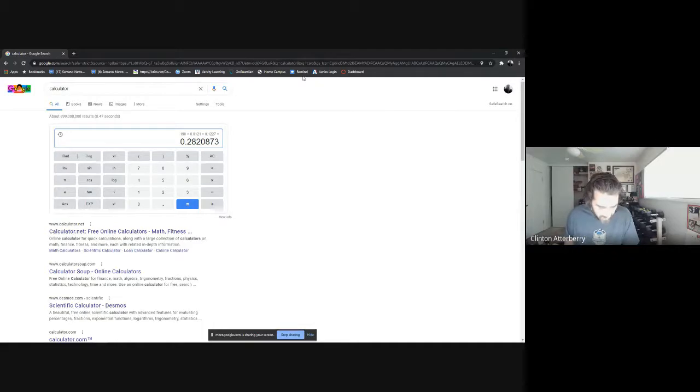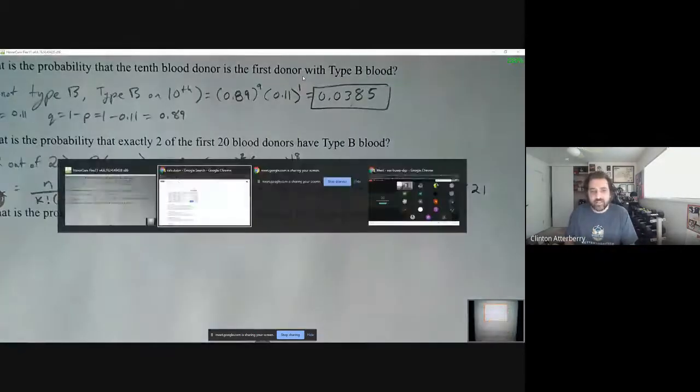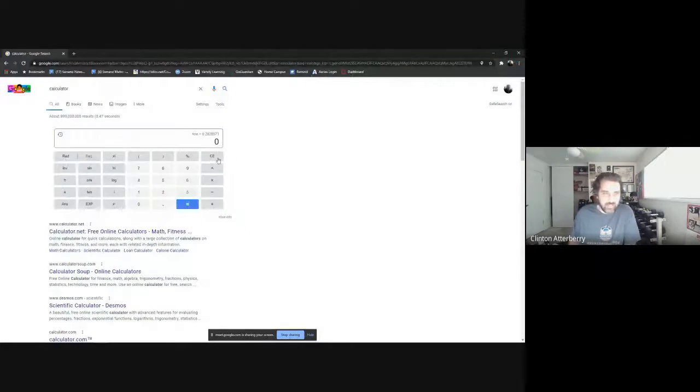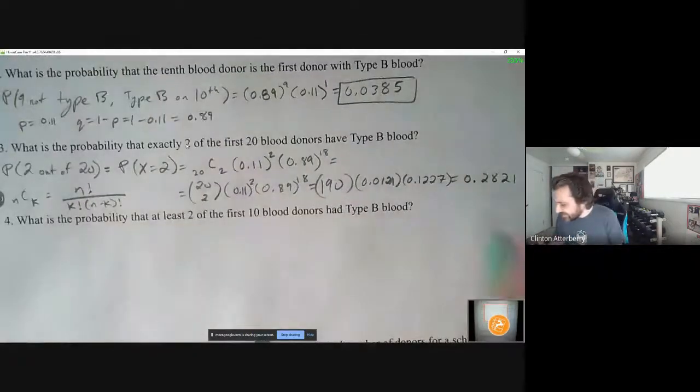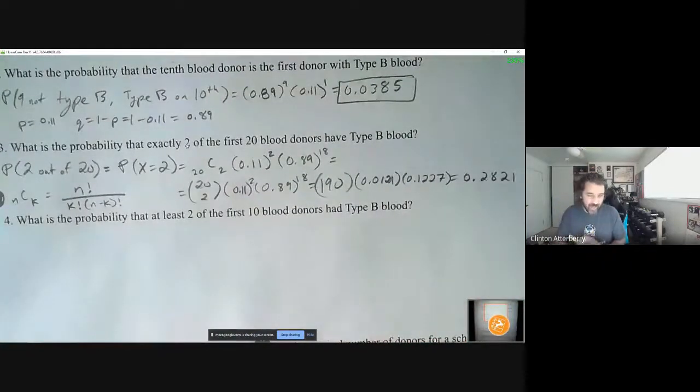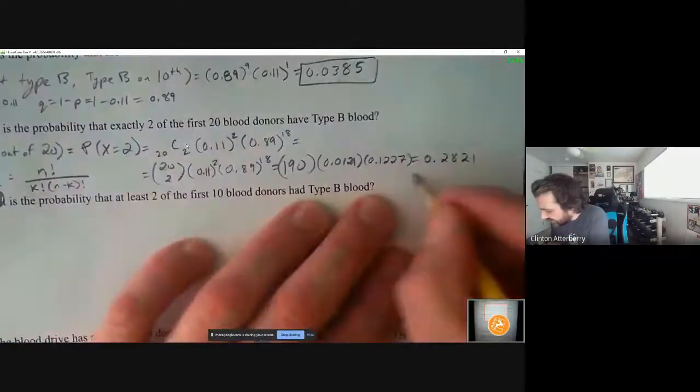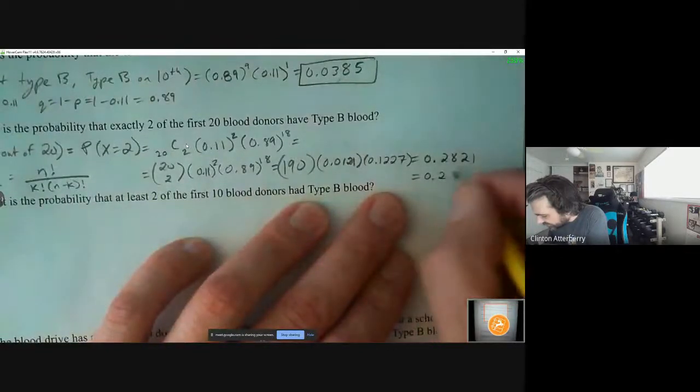In fact, if you do it by saying 20 choose 2 is going to be 190 regardless, but then 0.11 to the second power multiplied by 0.89 to the 18th power, we get a slightly different number, which should be 0.2822. Just know that this number is going to change slightly if you type it all in together without rounding. So this is close, but this would be better.